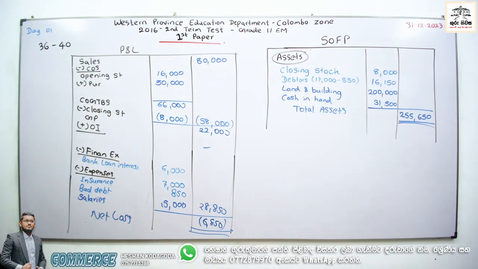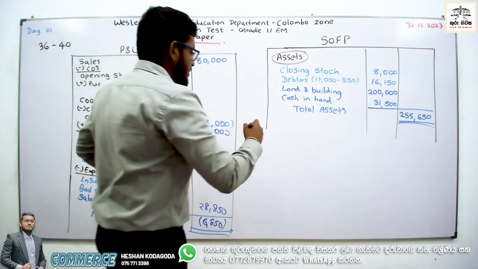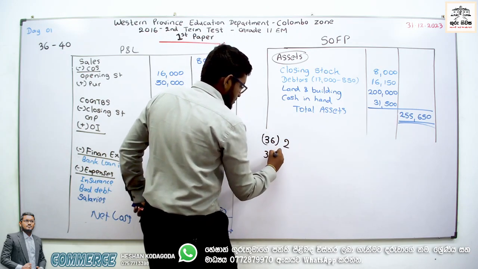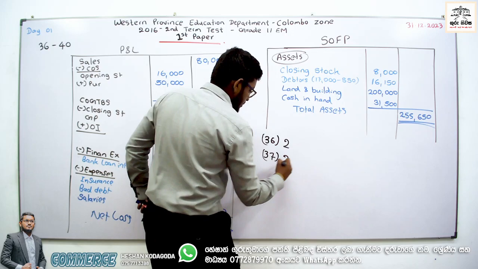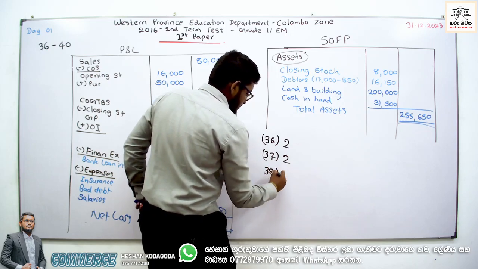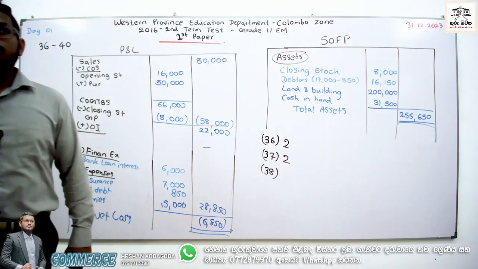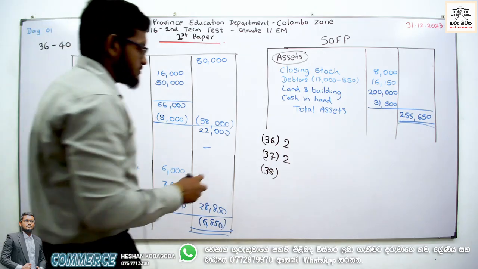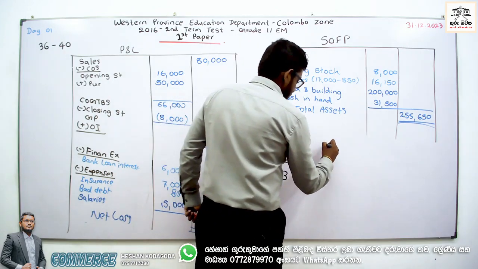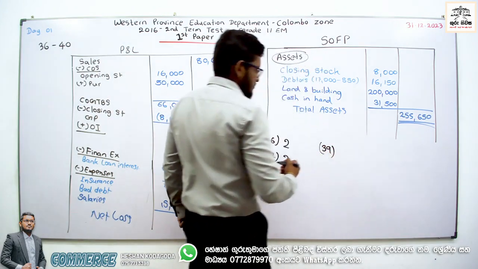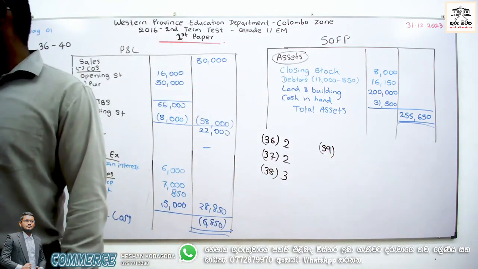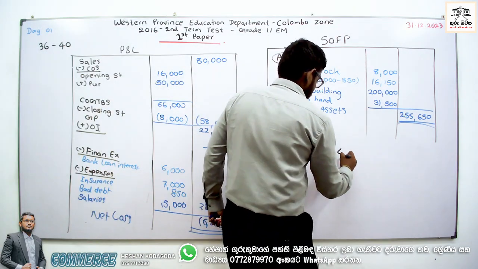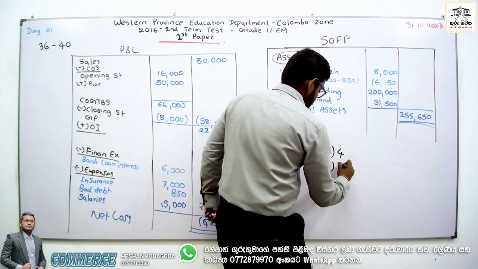When it comes to 36, if you don't have the paper, write the answers. 36, answer number 2. 37, also under number 2. 38, answer number 3. 39, answer number 4. 40, answer number 4.